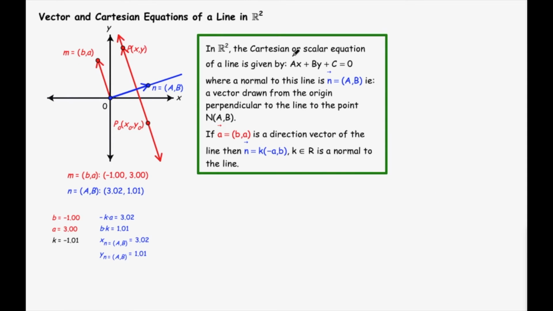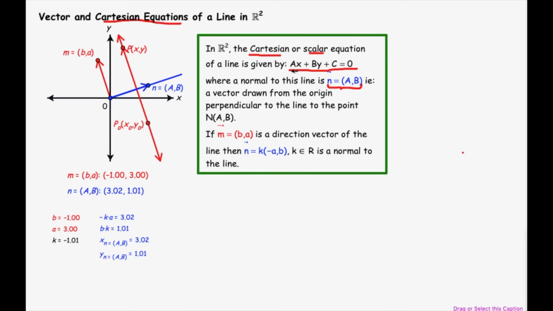So moving to our next slide, this is our big summary now. This is our new learning in terms of a different view of the Cartesian equation of the line. So in R2, we are now not going to be thinking about slope y-intercept form. We're going to be thinking about the Cartesian or scalar equation as this: ax plus by plus c equals 0, where a normal to this line is given by the normal vector a comma b. And if the direction vector of our line is b comma a, then in R2, negative a comma b would be the normal to the line.